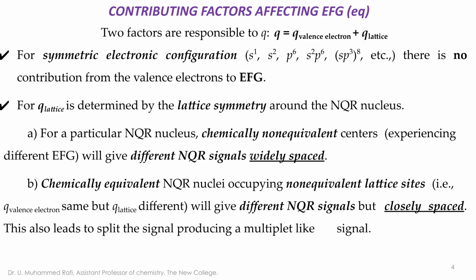The electric field gradient, EFG, is influenced by valence electrons and lattice symmetry. For symmetric electronic configurations, there is no valence electron contribution. Lattice symmetry determines the lattice component of the EFG.